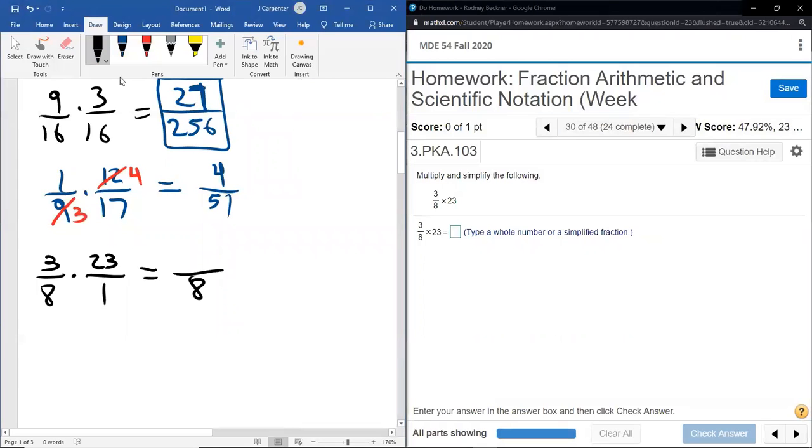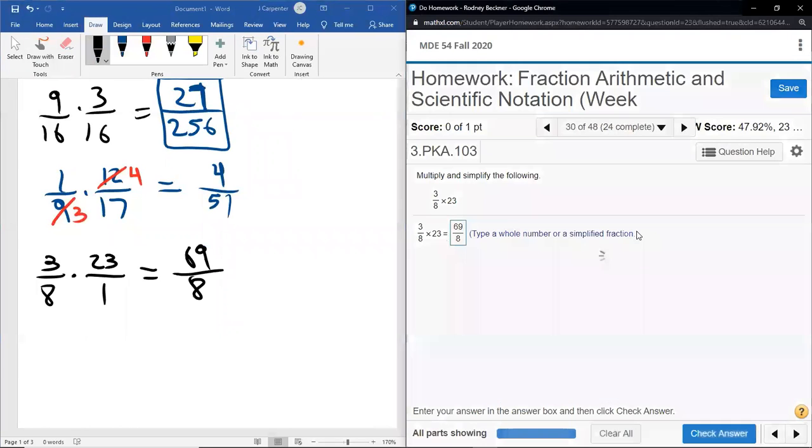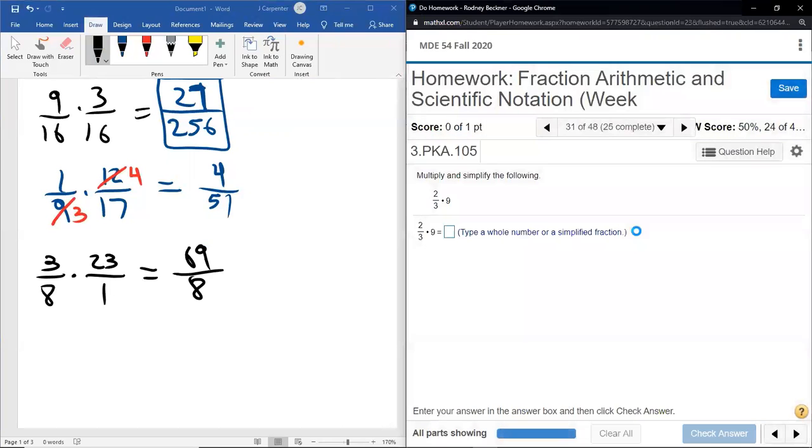It's 8. Then it's 23, 46, 69. So 69/8. They say to type a whole or simplified fraction. We've already learned that they would probably take a mixed number, but I'm not going to do that conversion because it's just more time, effort, and more mistakes to make.